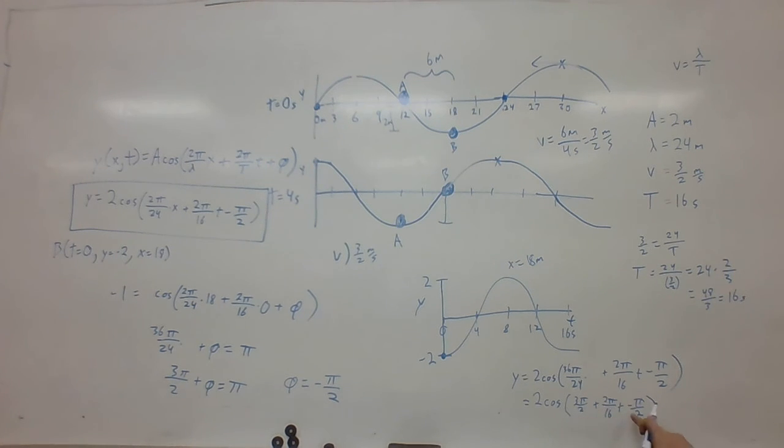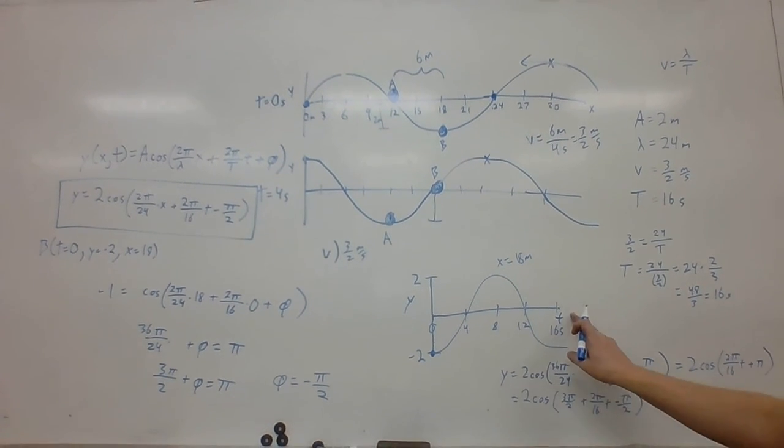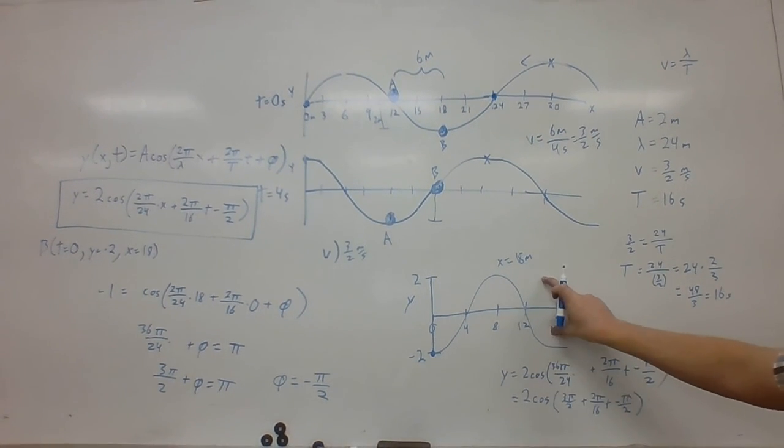Now I can do 3 pi over 2 minus pi over 2 to simplify this a little bit further. What we get is y is equal to 2 cosine of 2 pi over 16 times time plus pi. That is our equation to describe the position or the displacement of buoy B versus time.